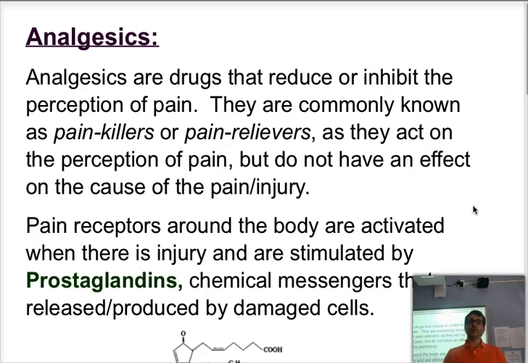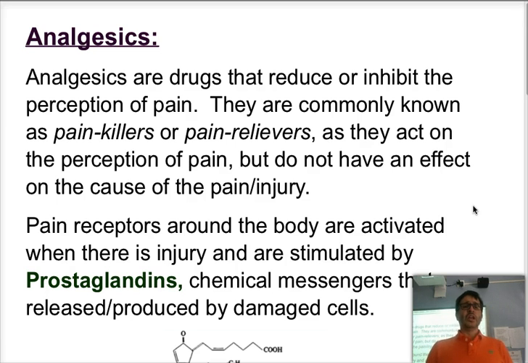Analgesics are a different type of drug. Analgesics are drugs that are painkillers or pain relievers, and they basically reduce or inhibit the perception of pain. They tend to not have an effect on the cause of the pain or the injury, but they will minimize our sensation of pain. All right?